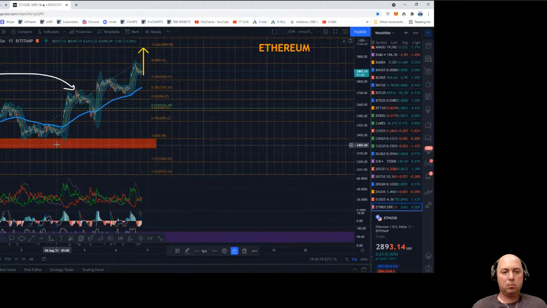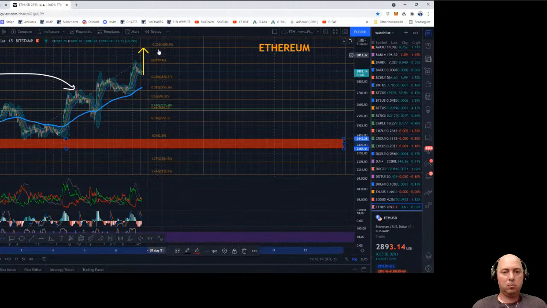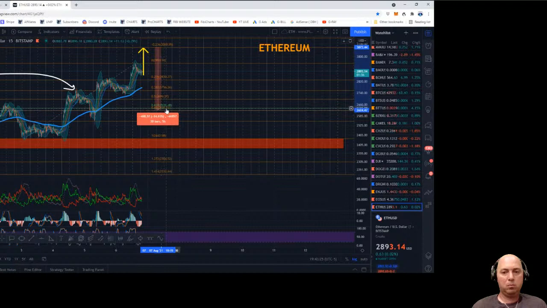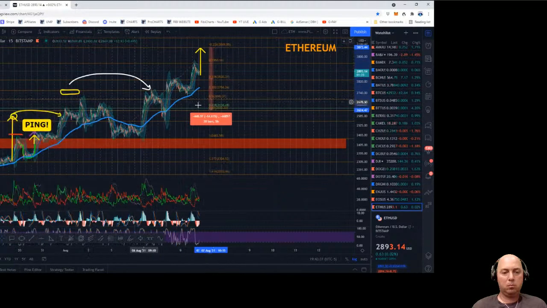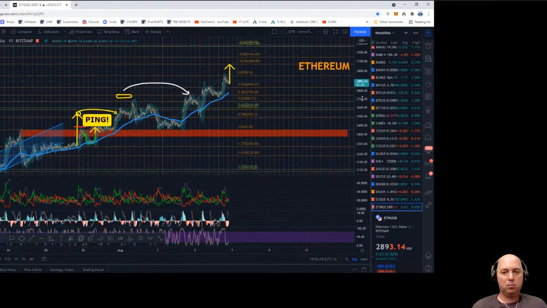If we take from this line right here, I expect a possible dump, maybe from here to here. That would be a drop of 14-15%. Doable. Doesn't mean it's going to be a slam dump. It could be just a reversal and a walk down. And I don't want to give an exact call on that for free.